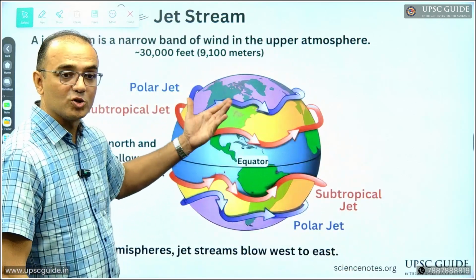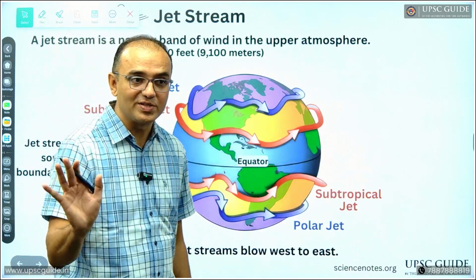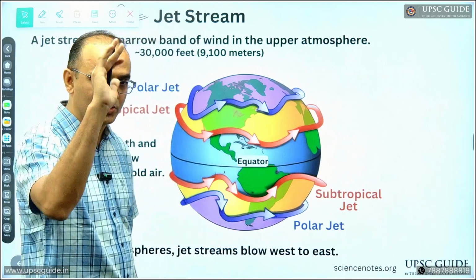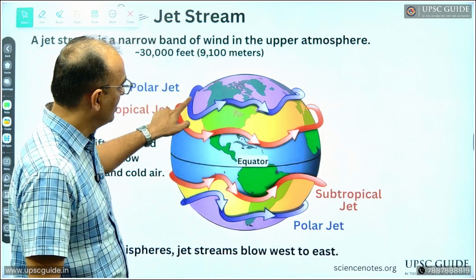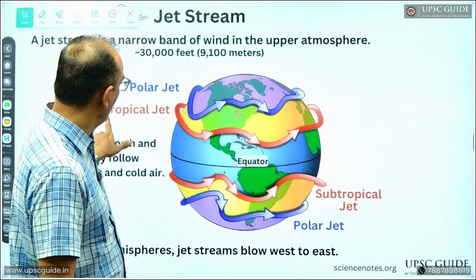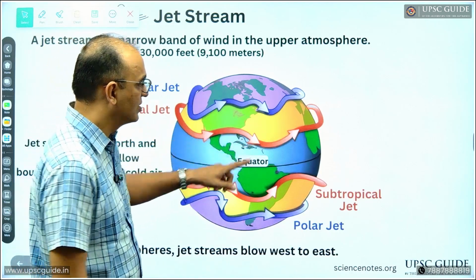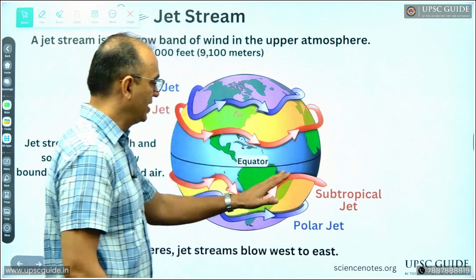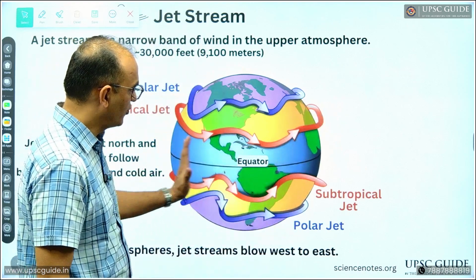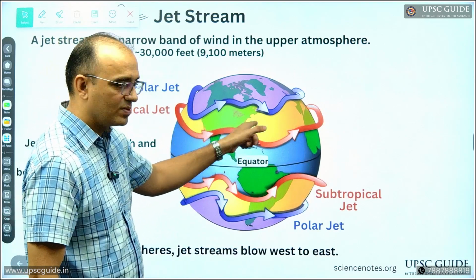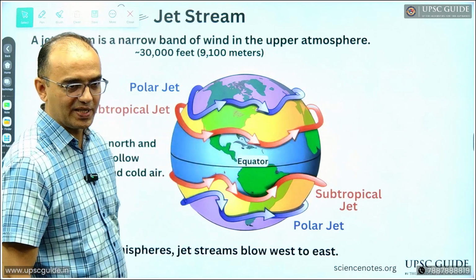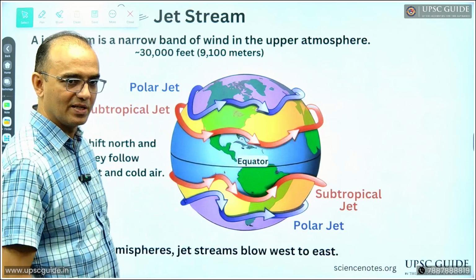This is the upper atmosphere. These are not surface winds. These are not planetary winds. We are in the upper atmosphere, above the troposphere. Here you see this is the polar jet and this is the subtropical westerly jet stream. It is seen in both hemispheres. It moves from west to east, and it has a wave-like structure. It doesn't go straight. Wave-like structure.